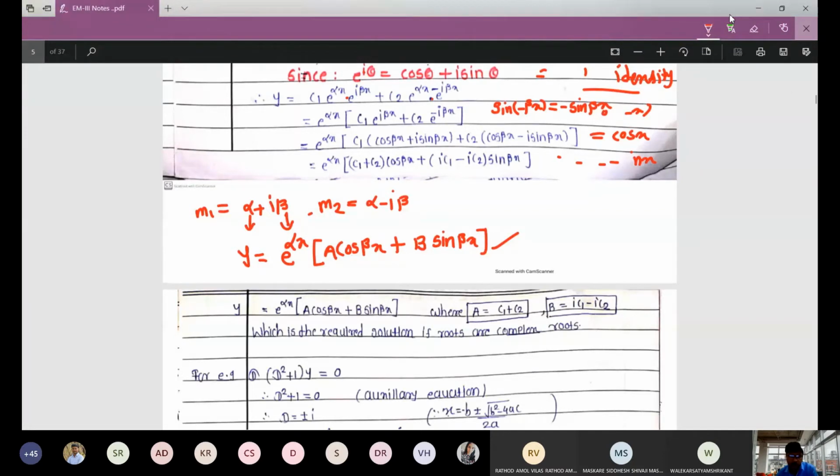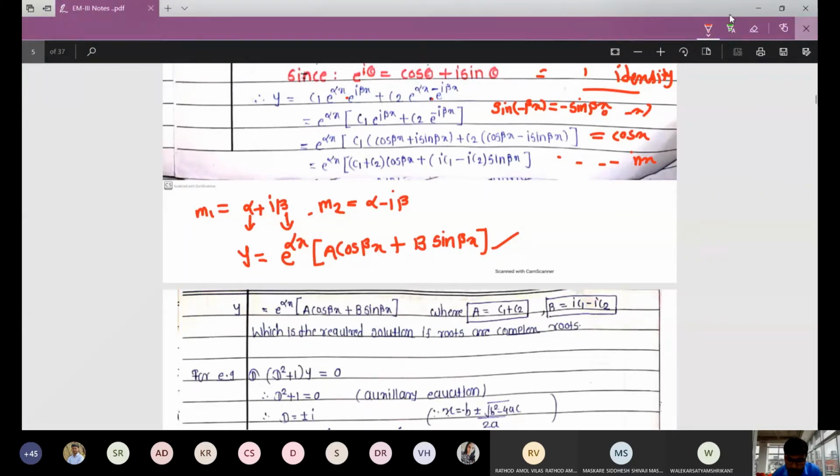After putting these constants, we get e to the power alpha x (a cos beta x plus b sin beta x). So in short, whenever you get complex roots, m1 equal to alpha plus i beta, by default you are going to get alpha minus i beta as a root, so you have to consider only one root. Its real part is alpha, its imaginary part is beta, and you have to write the solution as e to the power alpha x in brackets a cos beta x plus b sin beta x.